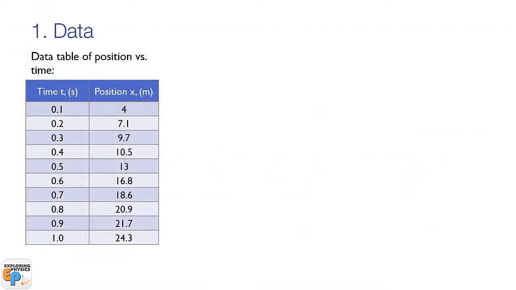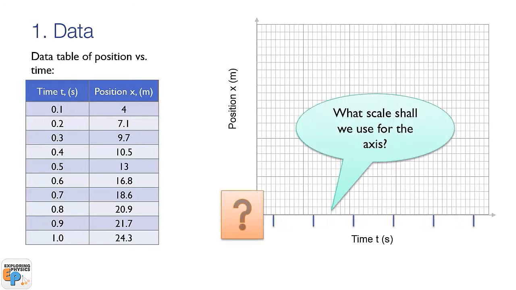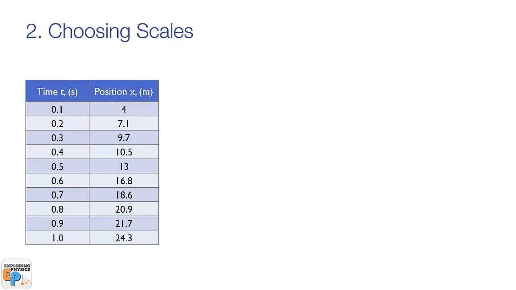Here is a table that shows the position versus time data. We will draw the graph with time, which is the independent variable, on the horizontal axis, and position, which is the dependent variable, on the vertical axis. Our first job is to choose a scale that we will use for the axis. Let's first choose the scale for the time axis.